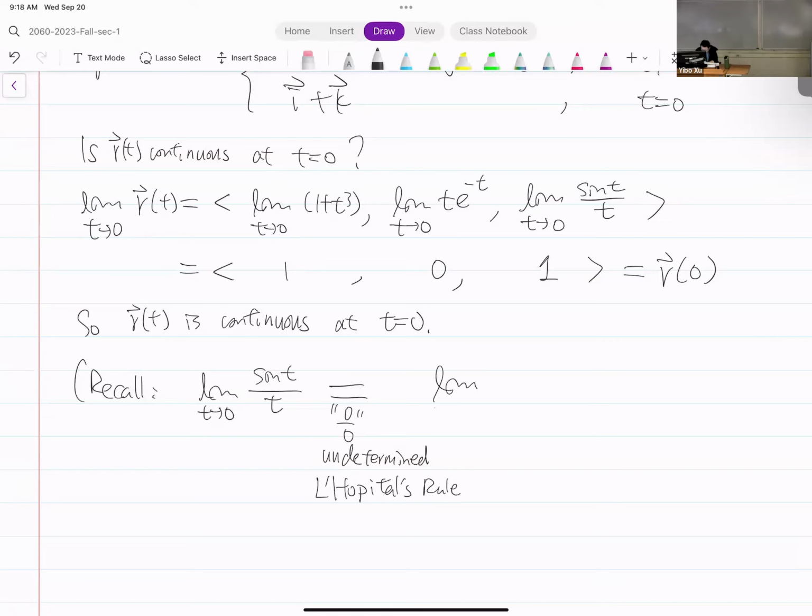So this equals the limit when t goes to 0 of the derivatives dividing. The derivative of the top, sine, is cosine. The derivative of t is 1. Now let's plug in t equal to 0 again. That will give us cosine of 0, which is 1. And then we're done.